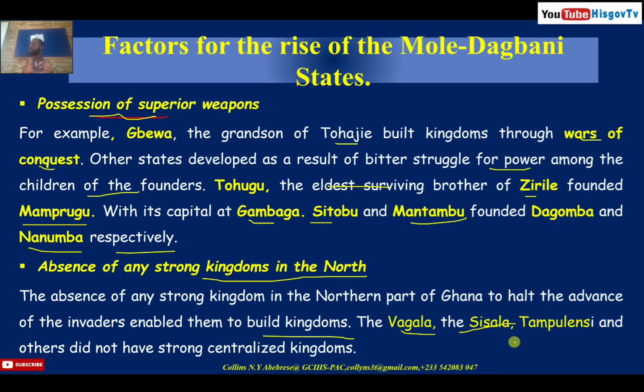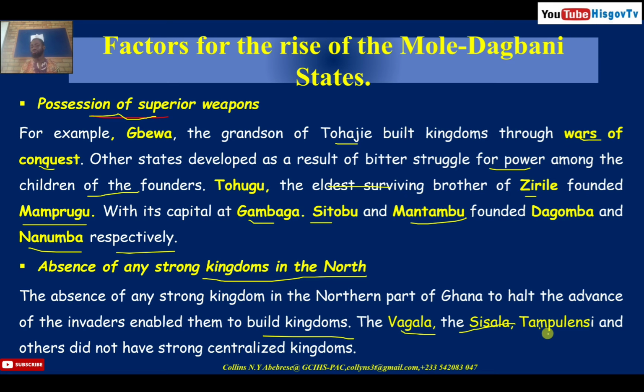Now, when you look at the Vagala and the Sisala, as well as the Tampulinsi people, some of these states were acephalous. They did not have a centralized kingdom. They did not have a centralized state. The Vagala, the Sisala, and the Tampulinsi were all acephalous states. They were stateless. They did not have any centralized organization. And therefore, when the Mole-Dagbanis came in, they conquered them and then established their rule and control over these states.